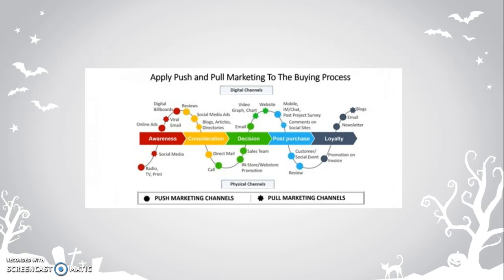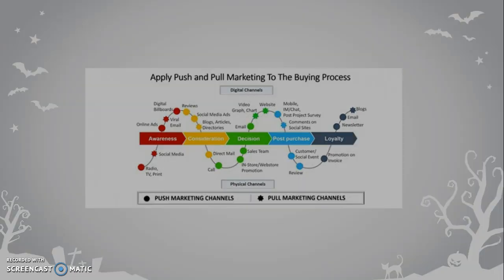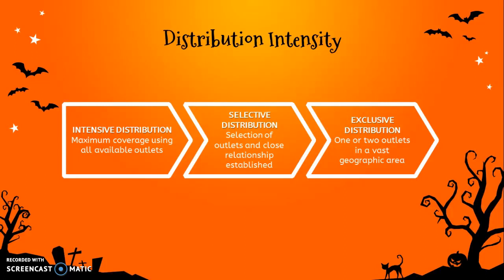You see how, with the stars, the customer has to go and become aware of what you're selling, or your brand, or anything. And with the push method, you see how it's the company that is trying to convince the consumer to buy. So there are different intensities when you talk about distribution.